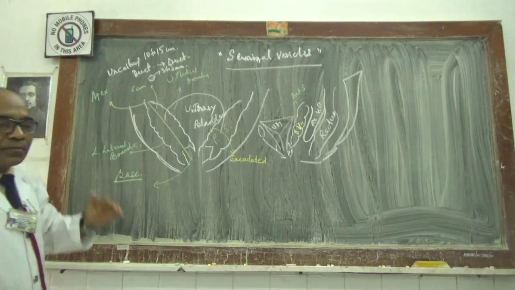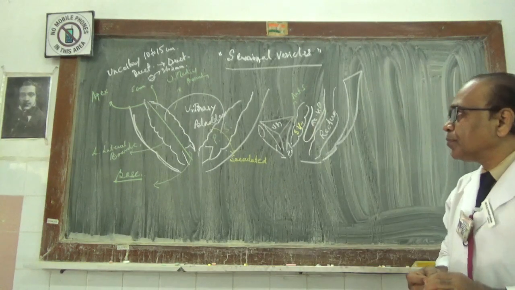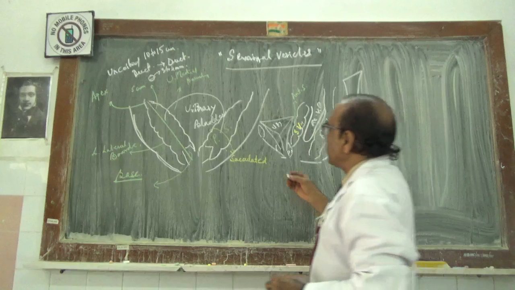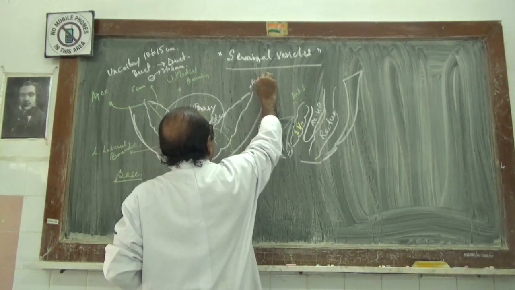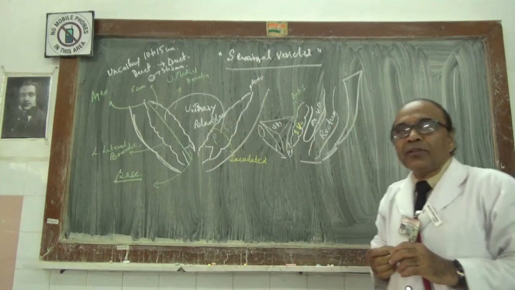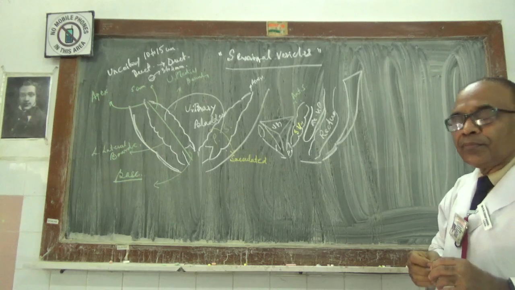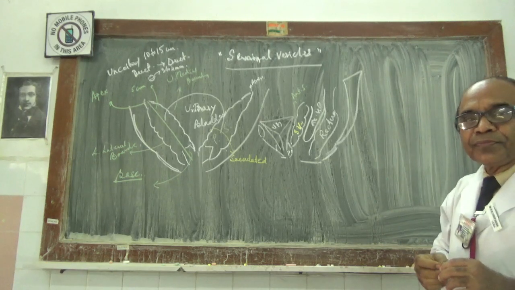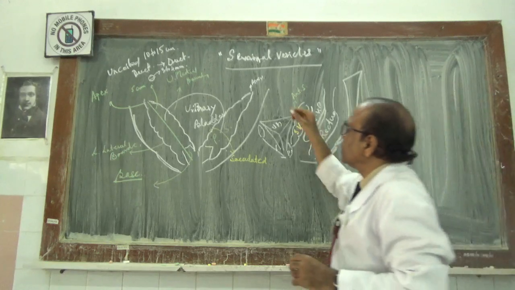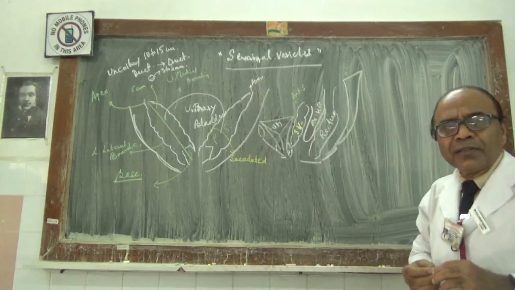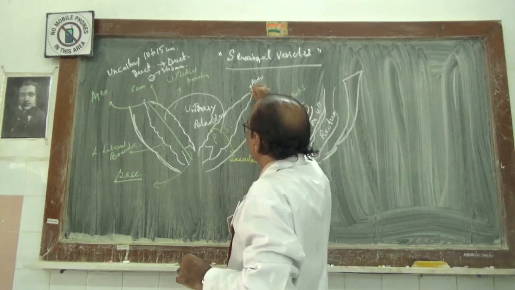Now this seminal vesicle has got the apex. This is the apex. The apex of the seminal vesicle is looking upwards, laterally, and a little forwards. Upwards, laterally, little forwards.